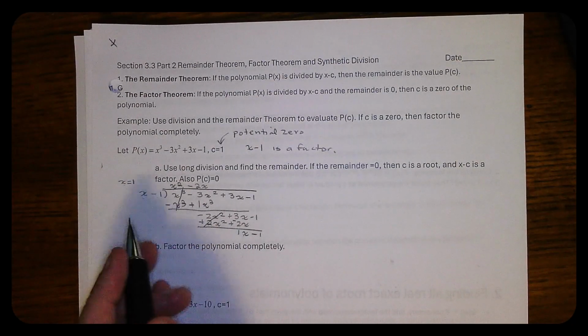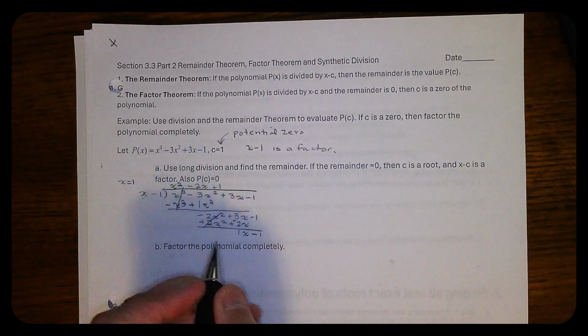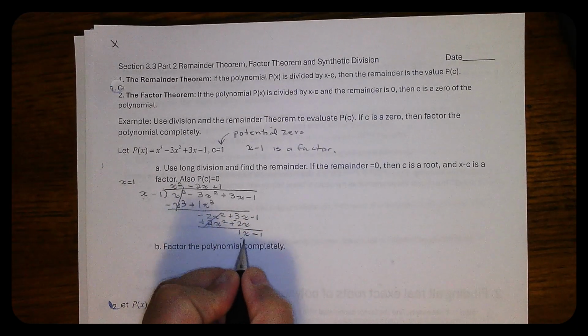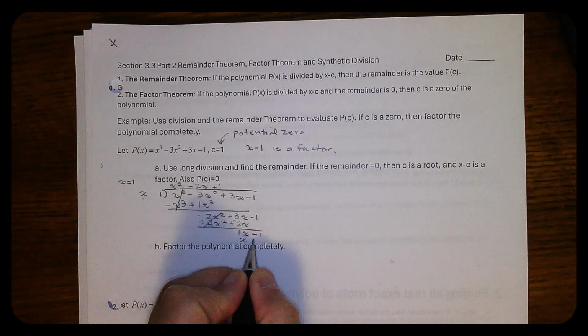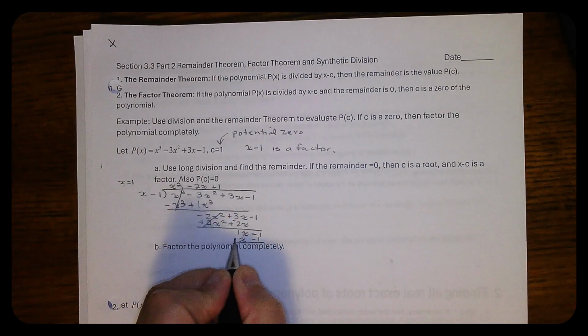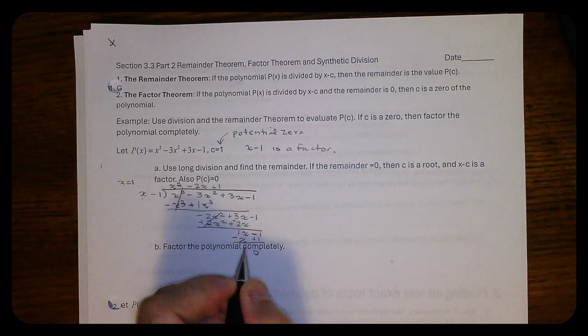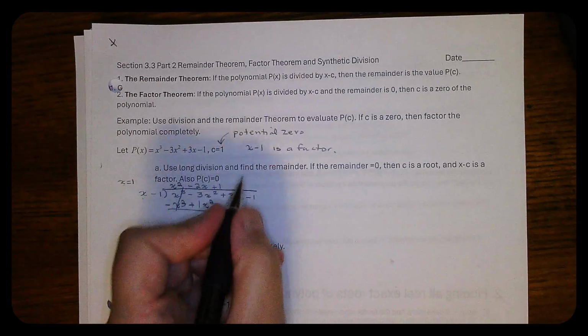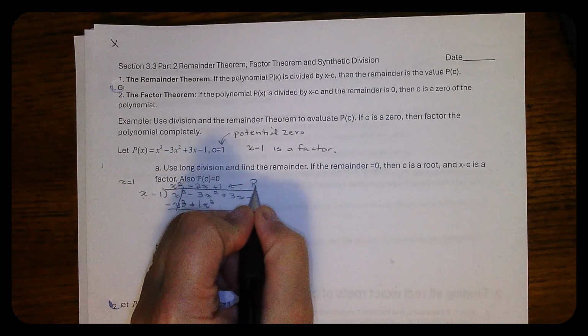So 1x divided by x is 1. And then 1 times x is x, and then 1 times negative 1 is negative 1. Draw your line and change the signs, and you get a remainder of 0. So this is the quotient, and this is the remainder.